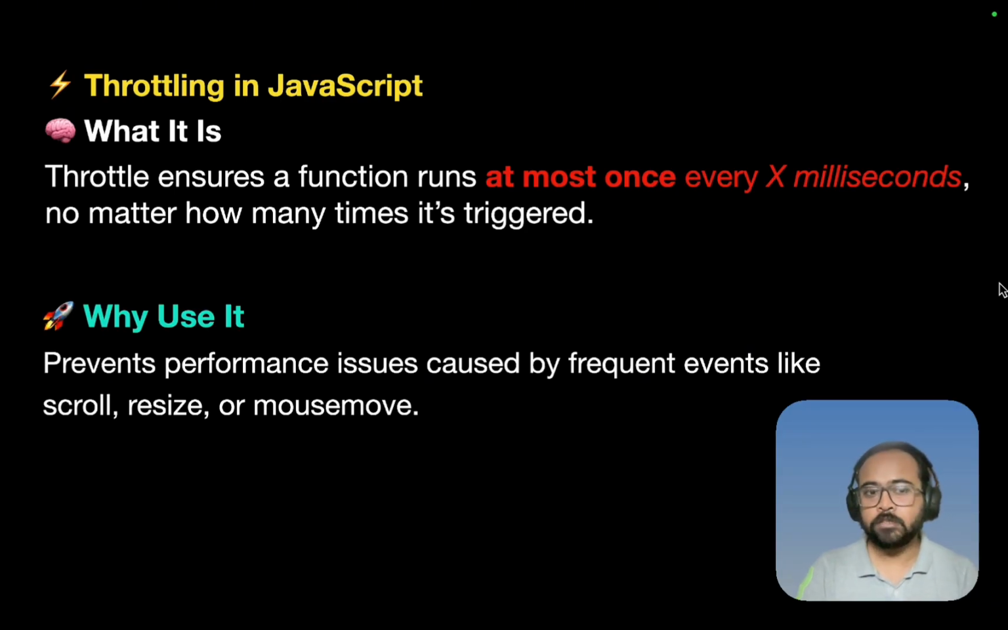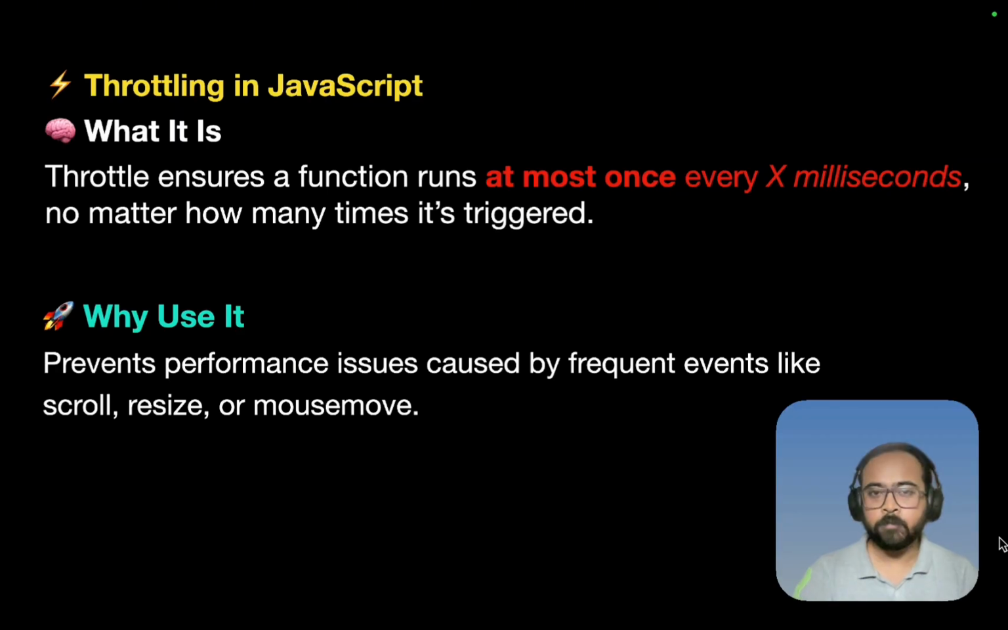Now we'll see why it is useful. It helps you prevent performance issues, because some events happen very frequently, like the scroll event. If you're just scrolling the screen, and you have some event bound to that scroll event, that function can execute very frequently. The same goes for resize. Suppose you are resizing the screen, and you have some event attached to that resize event; in that case, the function can be called very frequently. So you can use throttling to reduce the performance issues. That was a brief overview of what throttling is.